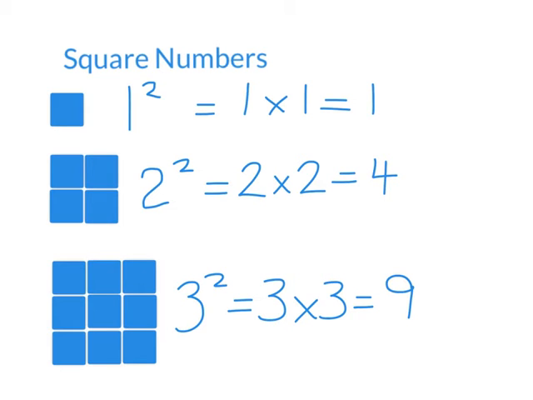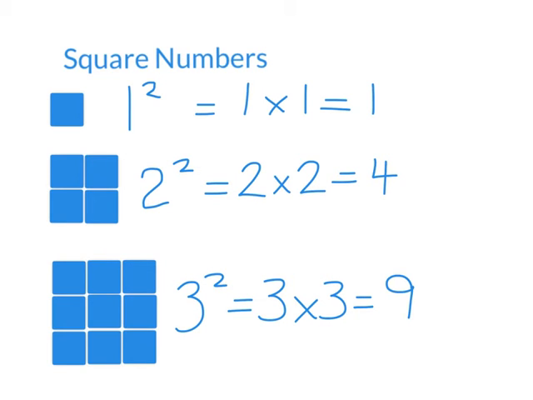And then 3 squared, that's 3 raised to the power of 2. It's just 3 multiplied by 3. It's 3 multiplied by itself. And we can see that that makes 9 squares there. So when we square a number, we are multiplying it by itself.